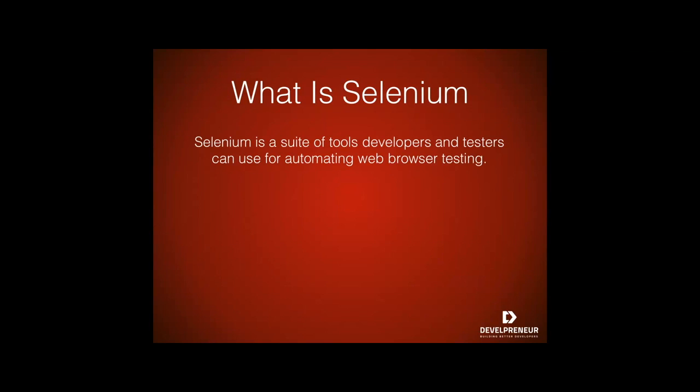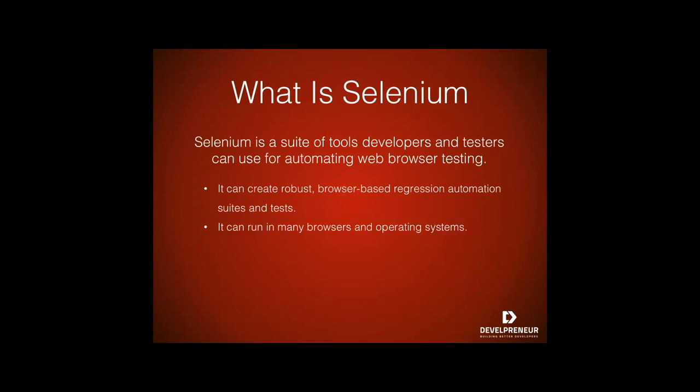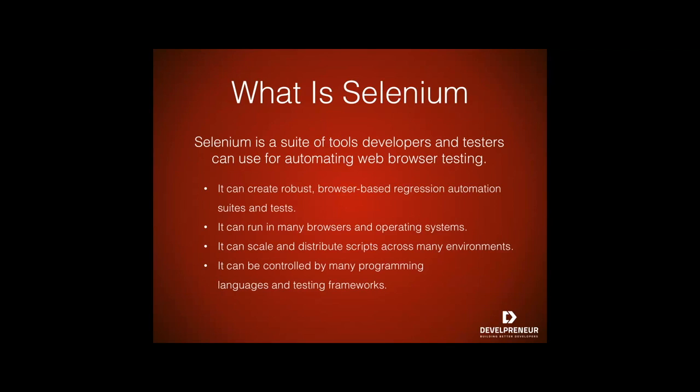So what is Selenium? Well, in a nutshell, Selenium is a suite of tools that developers and testers can use for automating their web browser testing. So this can be for any web-based application that runs within a browser. It can be used to create robust browser-based regression automation suites and tests. It can run in many browsers and operating systems. It can also scale and distribute scripts across many environments. And it can be controlled by many programming languages and testing frameworks.